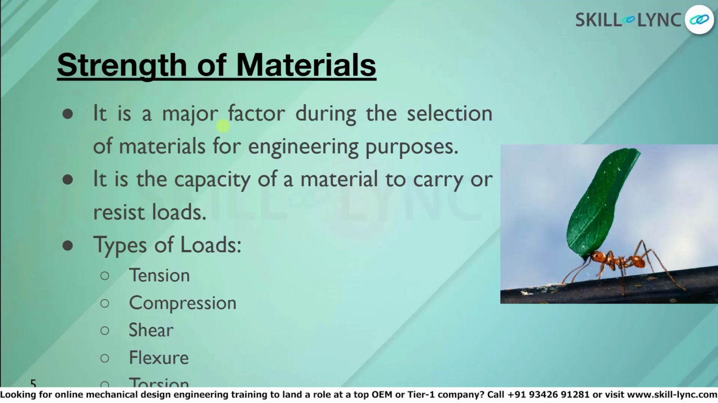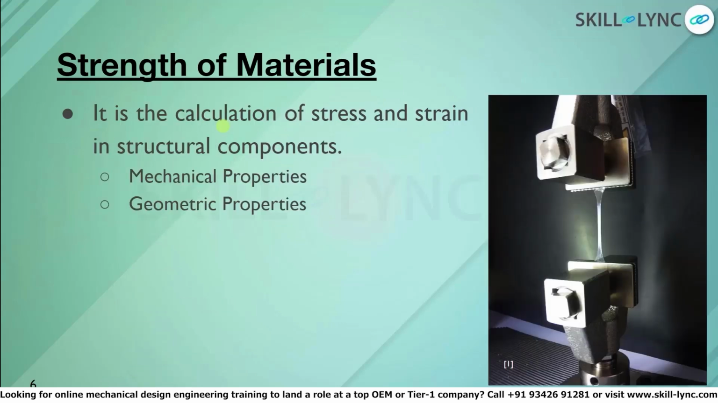Setting aside the above example, usually loads can be of different types. They are tensile, shear, flexure or torsional loads. Since we are engineers, we are more interested in the strength of a material in engineering terms. In engineering terms, it is a calculation of stress and strain in structural components.